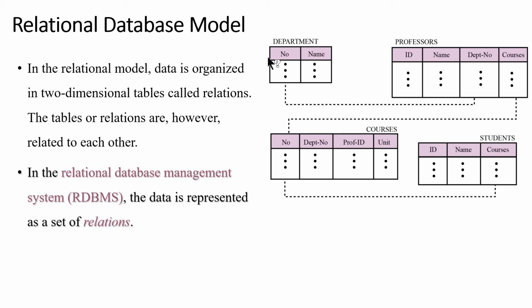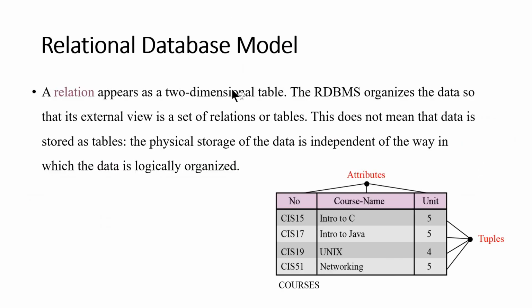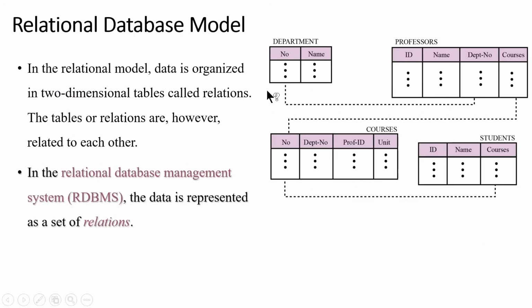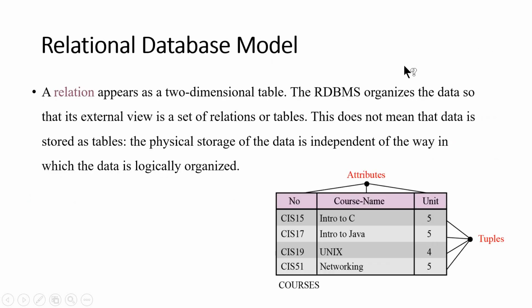Here we can see there are four different tables available, that is department, professors, courses and students, and we can see how these tables are linked to each other, that is how the tables are related to each other. A relation appears in the form of a two-dimensional table, that is in the form of rows and columns. The RDBMS organizes data in the form of a set of relations or tables. We have already seen this in the previous slide, where the four tables are linked.